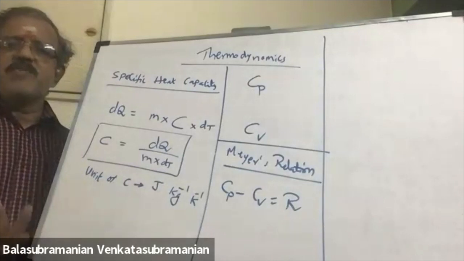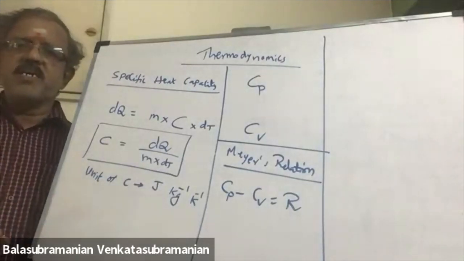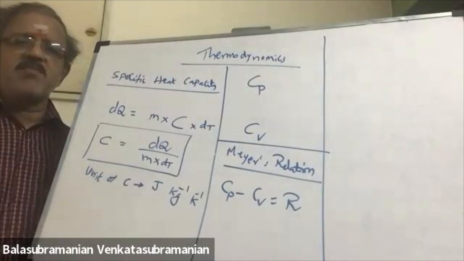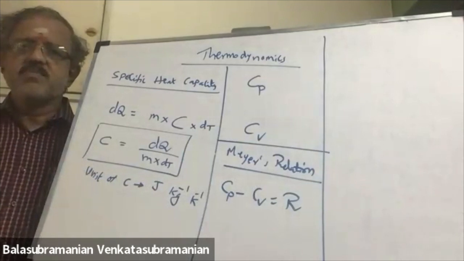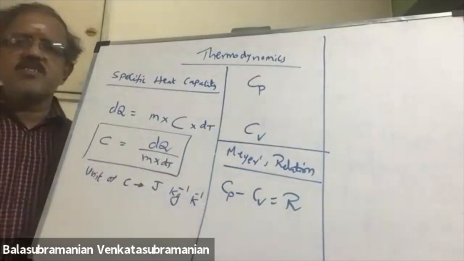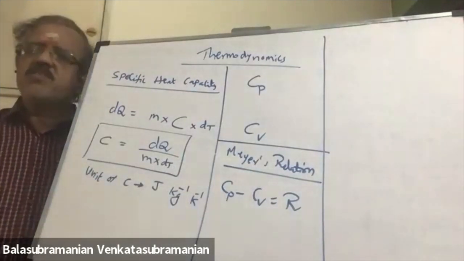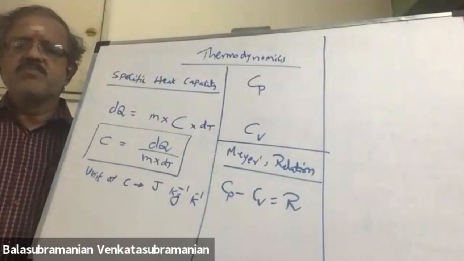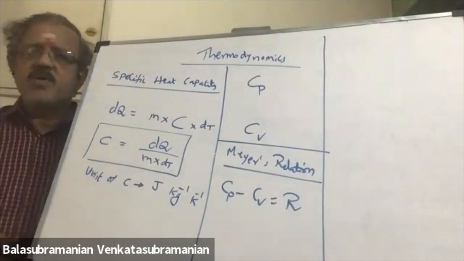So you can calculate specific heat capacity for different gas molecules, monatomic, diatomic, triatomic gas molecule. You can calculate Cp, Cv, both values. Once you know the Cp value, you can calculate the Cv value using the relation. Or either way, if you know Cv, Cp can be calculated. Monatomic gas molecule, diatomic gas molecule, triatomic gas molecule.